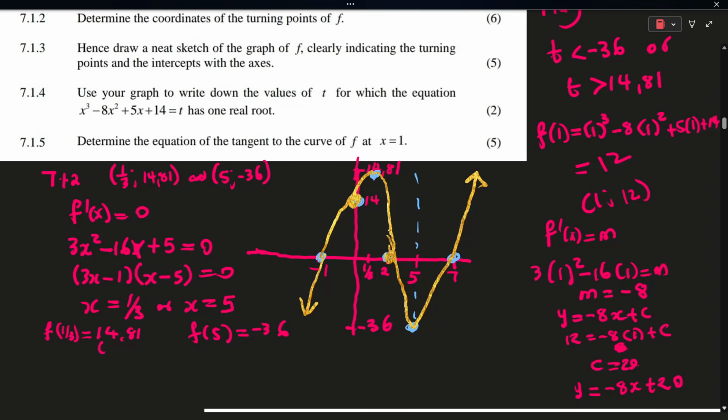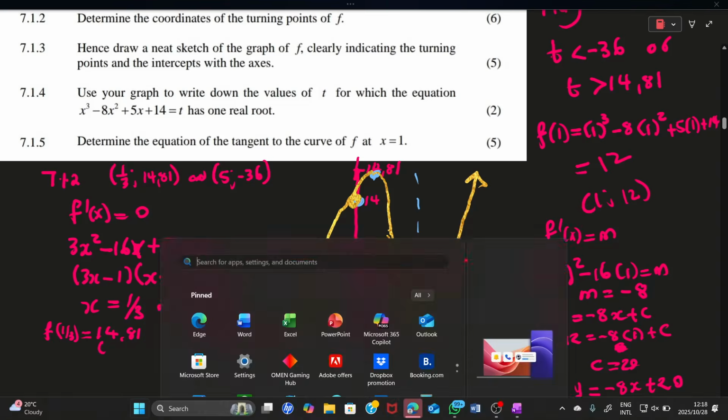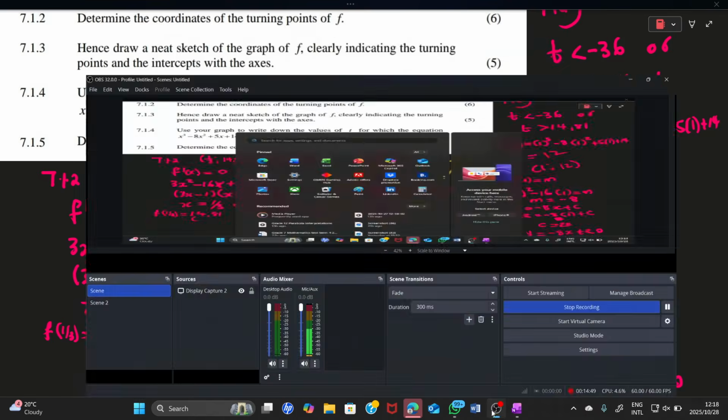Now, let's go and interpret this cubic function on the next video. All right.